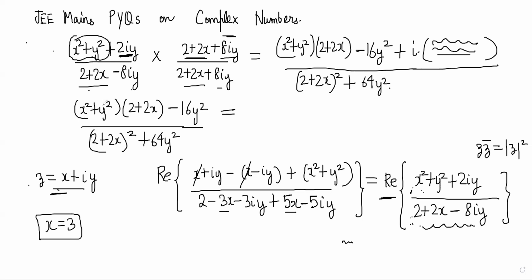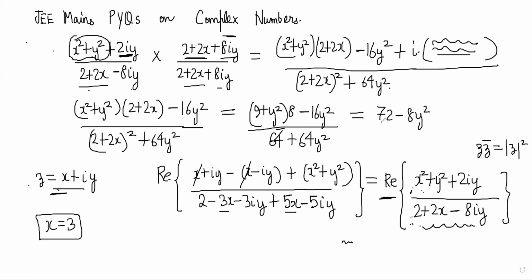Since we know the value of x, we will put it in. It will become 9 plus y square, and here it will become 6 plus 2, 8 minus 16y square divided by 3 plus 6 square... 64 plus 64y square, right? Yes, sir. So this becomes 72 minus 8y square divided by 64 plus 64y square, right? Yes, sir. 8 will get cancelled, and you will have 9 minus y square on top and 8 plus 8y square on the bottom, right? Yes, sir.